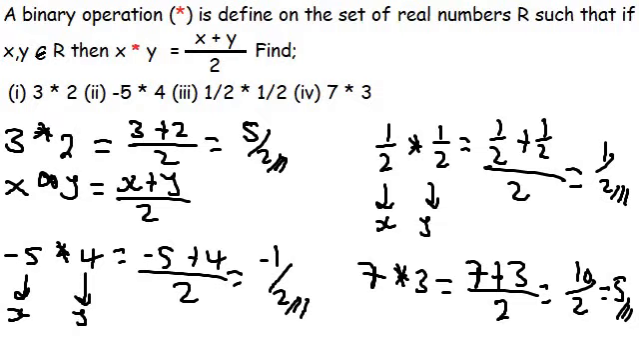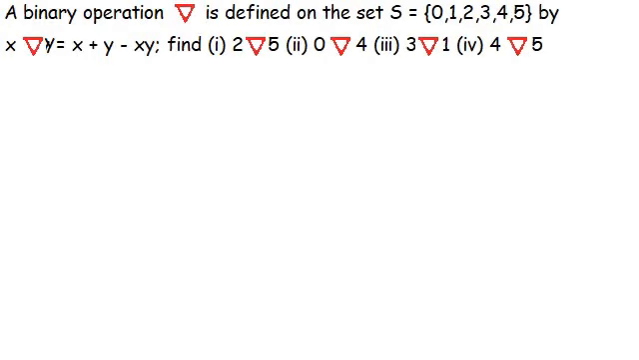Example 2. A binary operation inverted triangle is defined on the set S, which is equal to 0, 1, 2, all the way to 5. So we are given how that operation connects two elements of set S. It's connected in such a way that you will add the two elements and subtract the product of the elements from the result. That's quite interesting.